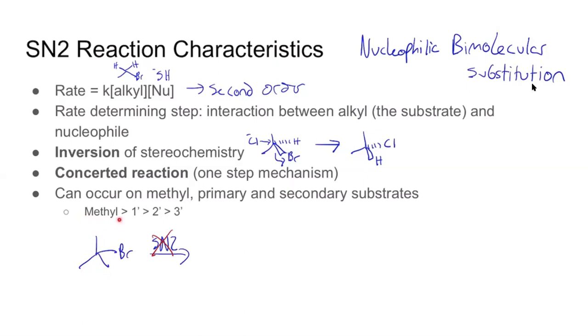And as we indicated up here, SN2 reactions occur fastest on less substituted substrates. So it's going to be fastest on a methyl substrate and then primary and secondary. And let me go ahead and cross out tertiary since those don't really see SN2 reactions very much. Are there any questions that I can answer about SN2 right now?